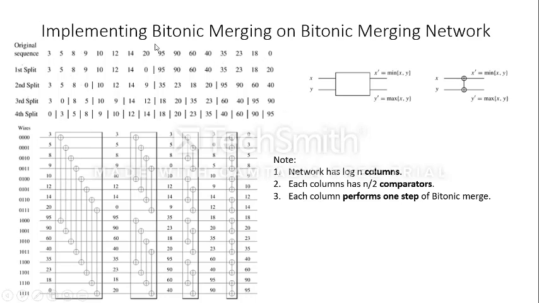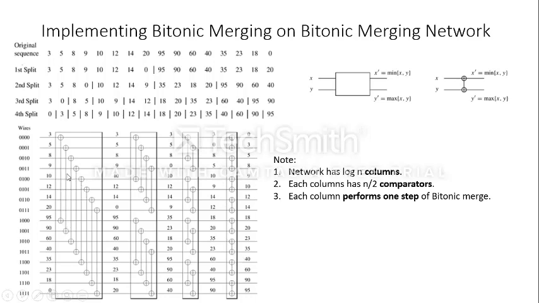Now this whole method is known as Bitonic merging, and each splitting operation is known as Bitonic splitting, and with the help of this first split, the first step of the Bitonic merge has been performed. So here each column performs one step of the Bitonic merging. So this first column performs step one of the Bitonic merging. The second column is performing the second step of the Bitonic merging. The third column is performing the third step of the Bitonic merging.